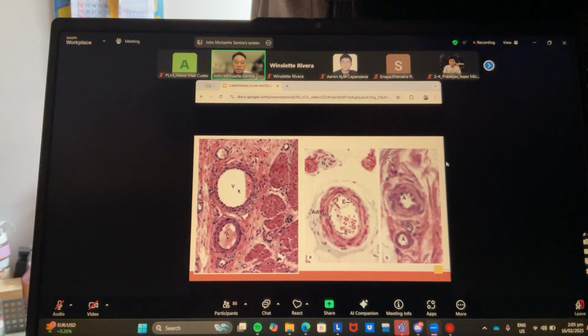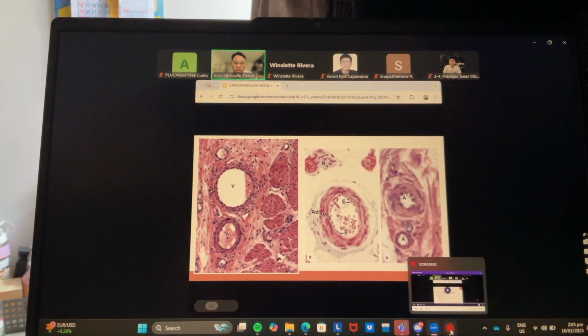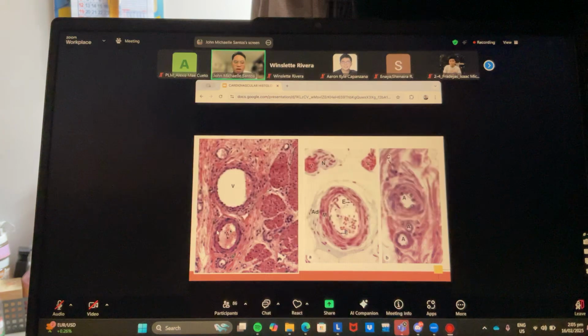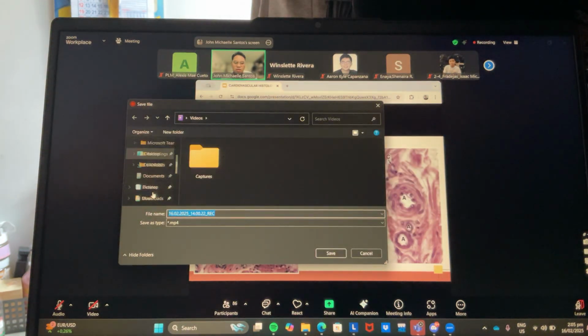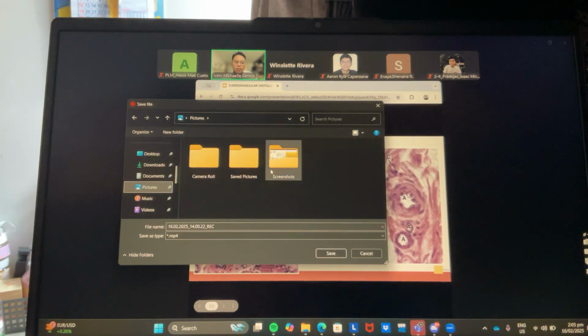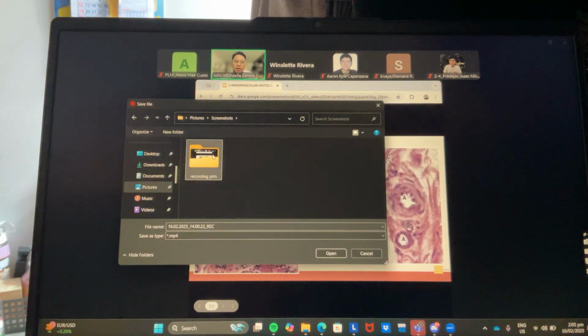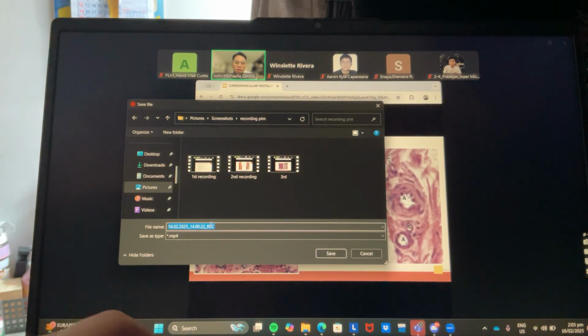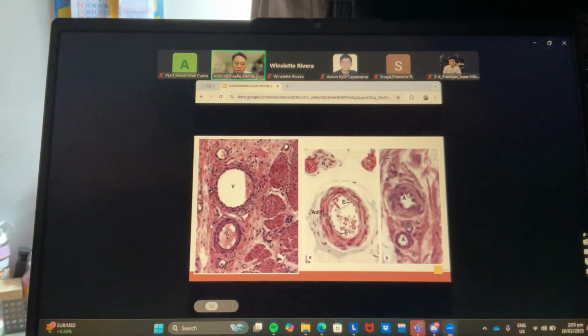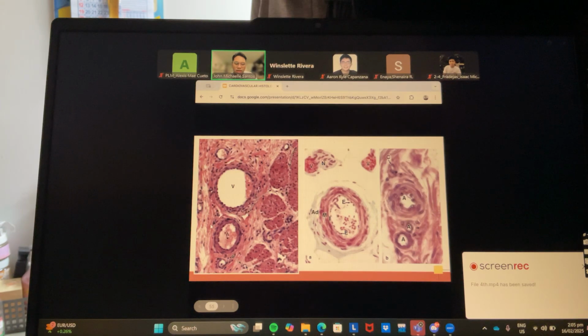Okay, so this is your venule. Dito, in this picture, it shows you your arteriole. This is your arteriole, and it no longer has an internal elastic lamina. This is your venules naman. And then the spaces between there are your lymphatics. And then yung mga maliliit na butas dyan, these are your capillaries.